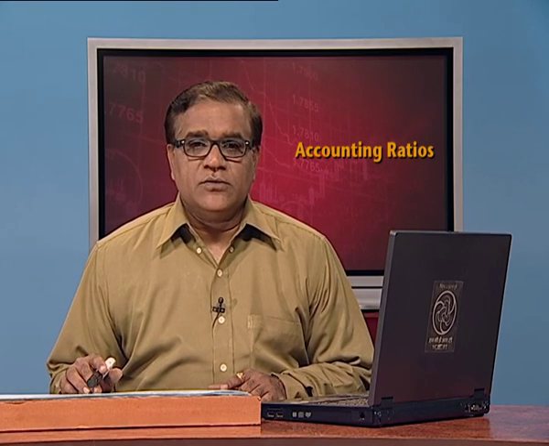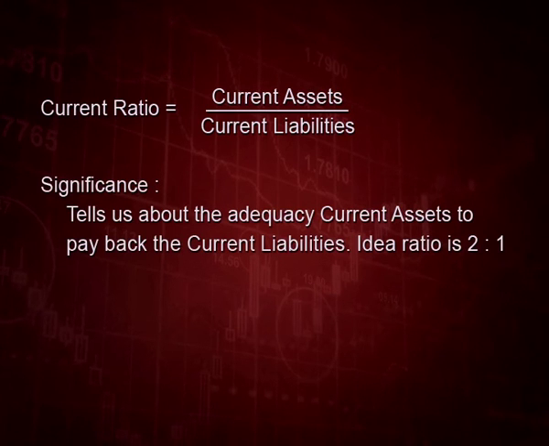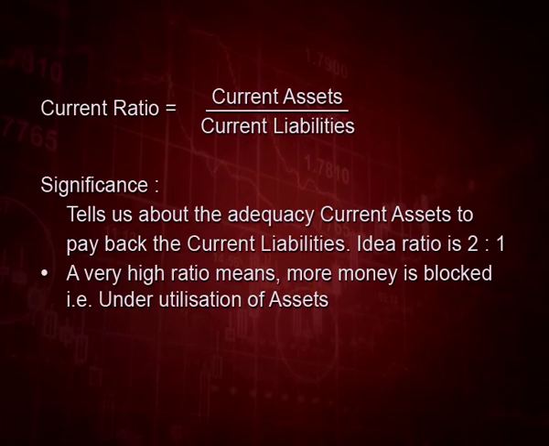Let us start with the current ratio. The formula is current assets upon current liabilities. What is the significance of this ratio? It tells us about the adequacy of current assets to pay back the current liabilities in time. The ideal ratio suggested by the industry is 2:1, that is, current assets should be twice the current liabilities. Now, a very high ratio means more of your money is blocked, that is, underutilization of assets is there.